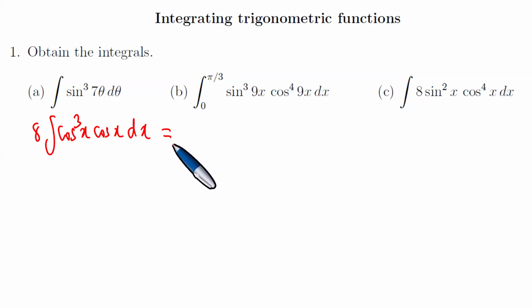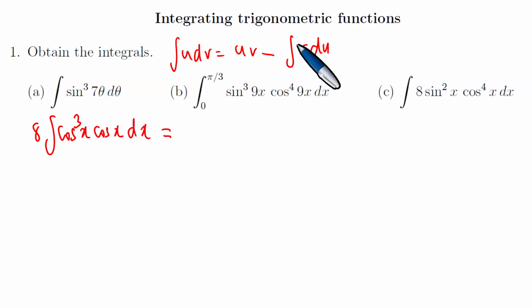And integration by parts means what? We need to choose the things you can easily integrate and the things you can easily differentiate. By integration by parts, we remember that we're going to use the integral of u dv equals uv minus the integral of v du.